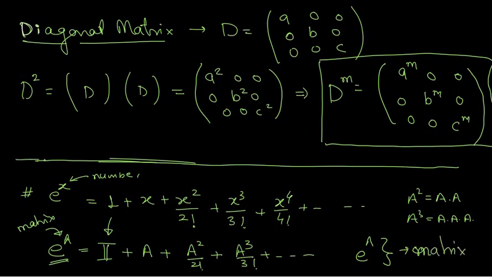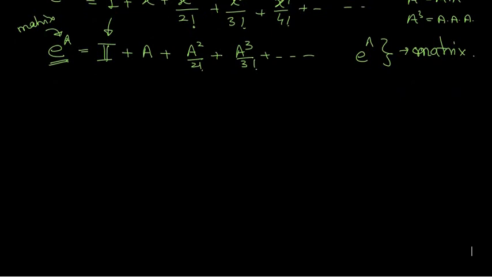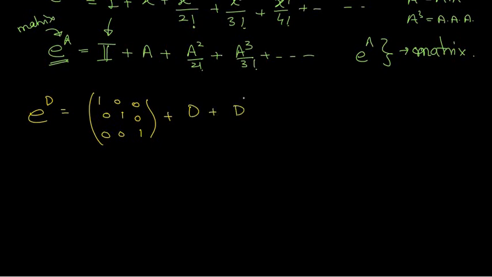That was the basic idea of the exponential. If I do this type of calculation for the exponential of the above matrix, what will I get? Let's do it. Find e raised to power D: you will get the identity matrix with 1 on the diagonal and 0 elsewhere, plus the matrix D, plus the matrix D square by 2 factorial, plus the matrix D cube by 3 factorial and so on. So I just resolved the identity.